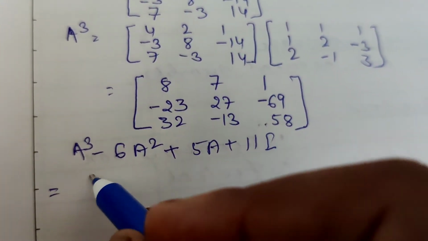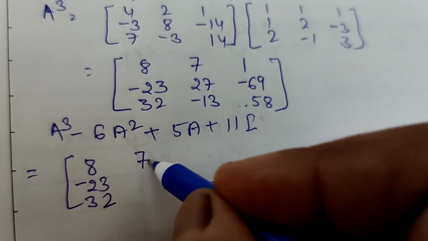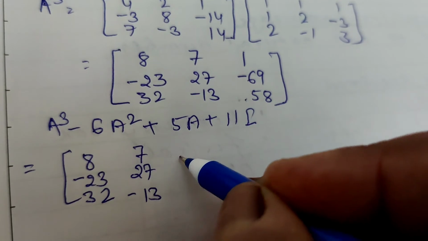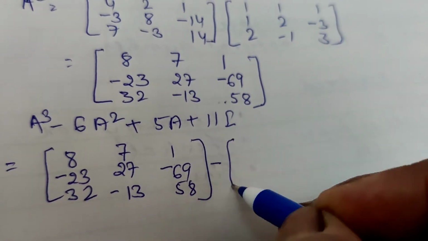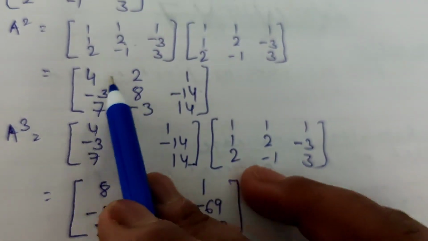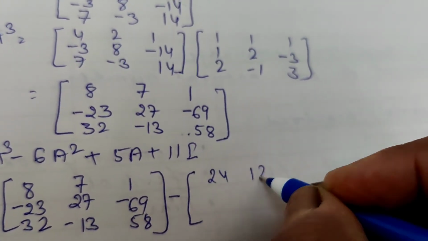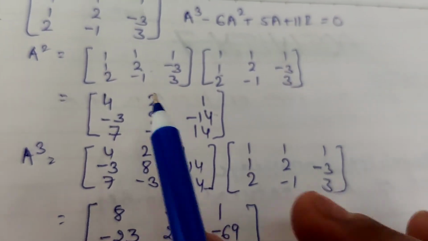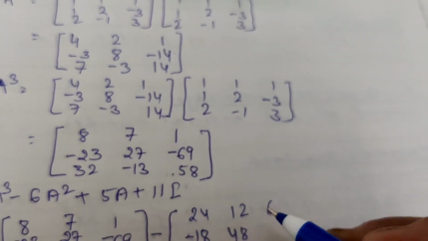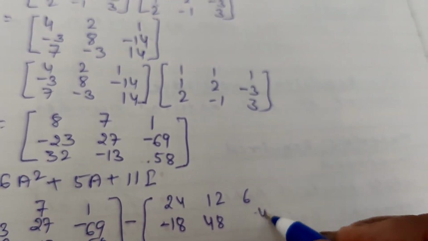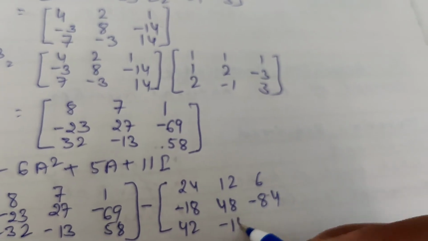Okay. Now write the matrices all. 8, minus 23, 32, 7, 27, minus 13, 1, minus 69, 58. Minus 6A square. It means 6 multiplied in each element. 24, 12, 6. In the next group, minus 18, 48, and 14 into 6, 84. Minus 6, 42, minus 18, 84.